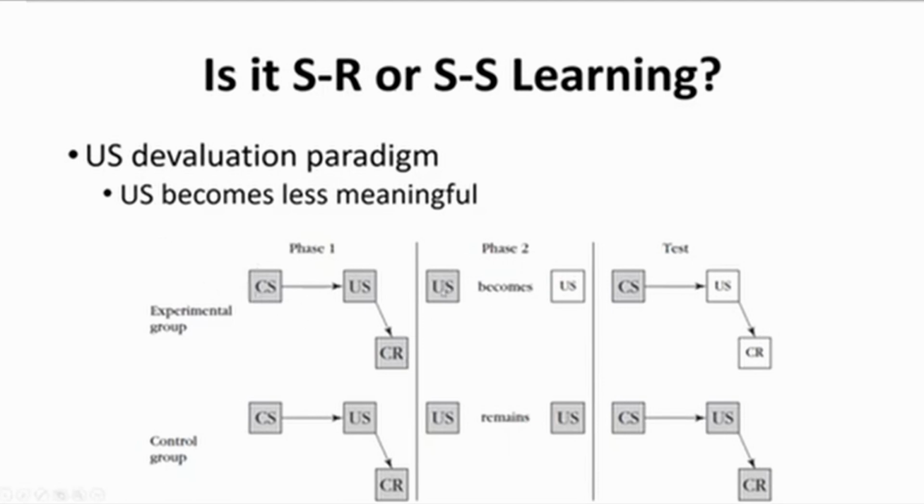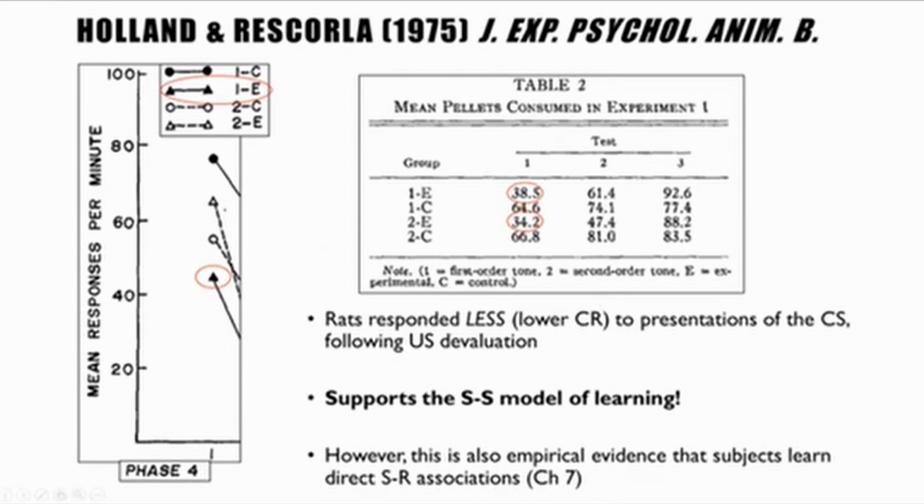Phase 2 is that they devalue our unconditioned stimulus, here being food. So how do you devalue food? You make sure that the rats are full. They gave the rats lots and lots of food prior to the next part of the experiment. So they said, okay, if the rats associate this tone with food and we give them tons of food so that they no longer want food, what happens? Do we see less responding because food doesn't matter anymore?